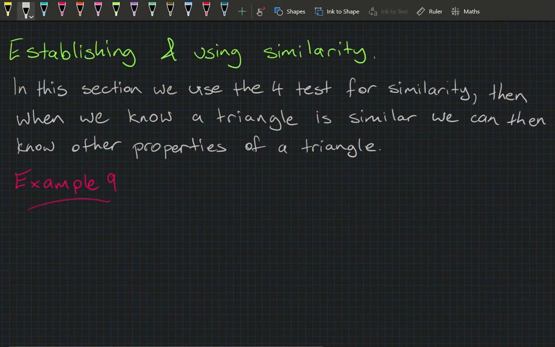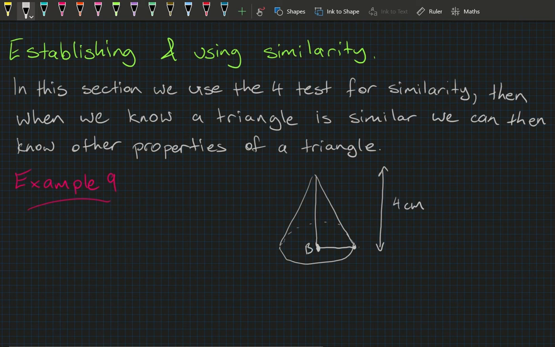Here in example 9, we've got a picture of a cone like so. Now the height of this cone is 4 centimeters. And we'll mark this as point B, which starts in the very middle of the bottom of the cone. And the top is A. And the radius of the circle at the bottom is this line from B to C. And it's 2 centimeters long.